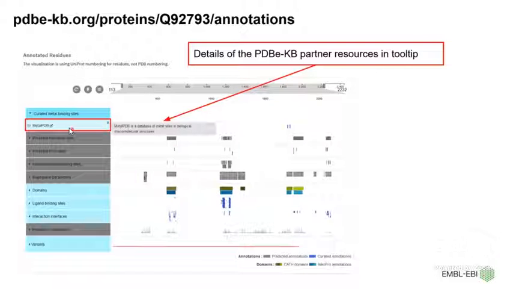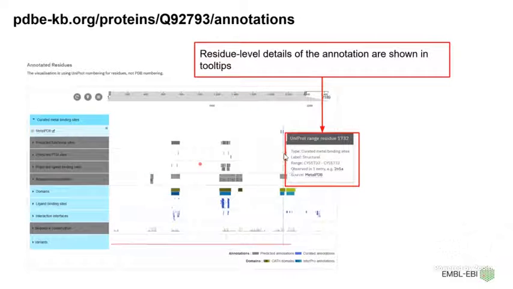In order to know the details about each PDBe-KB partner, you can hover over the resource name and it will tell you the details. For example, over here you see MetalPDB is a database of metal sites in biological macromolecular structures. And similarly, you can look at the details about other resources while hovering. If you hover over a residue, you can also see the annotation details in the tooltips. For example, over here, the cysteine 1732 is coming from MetalPDB, and it says that it is a metal binding site.